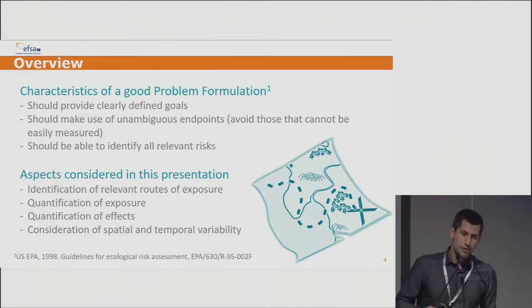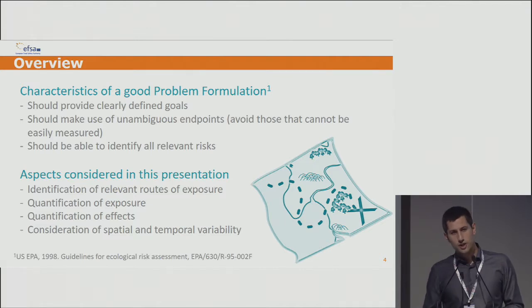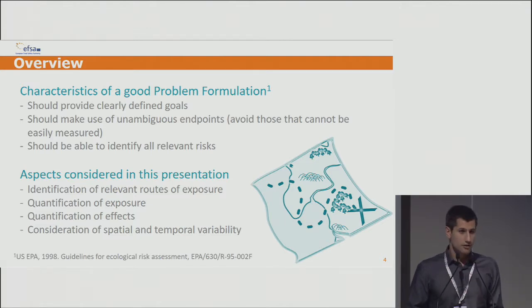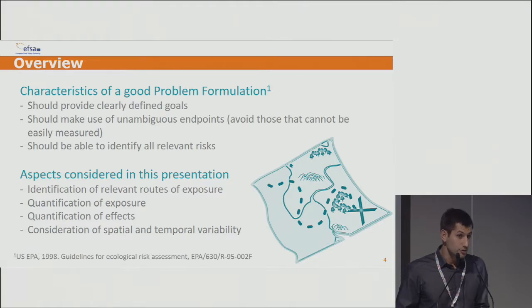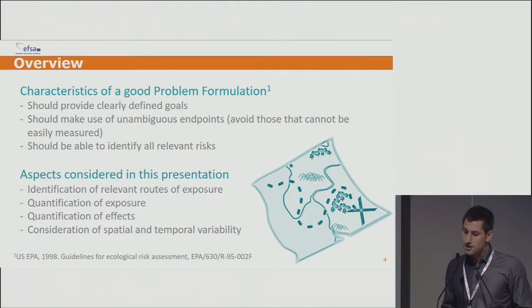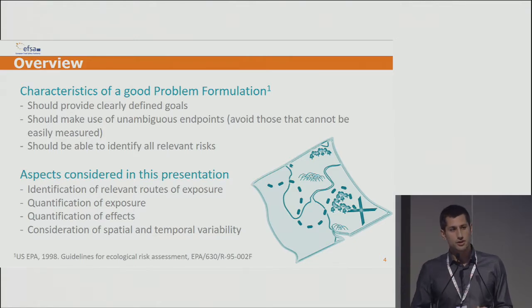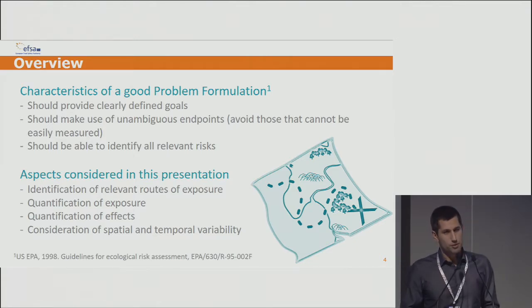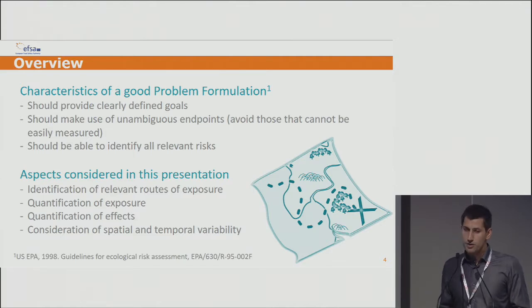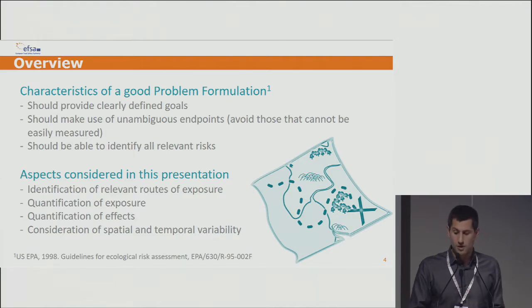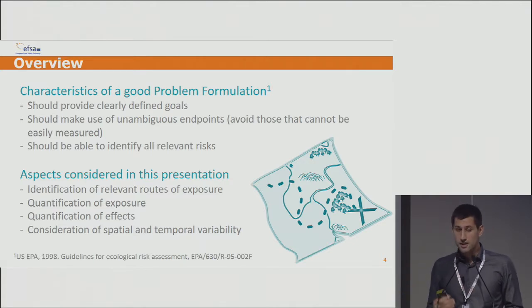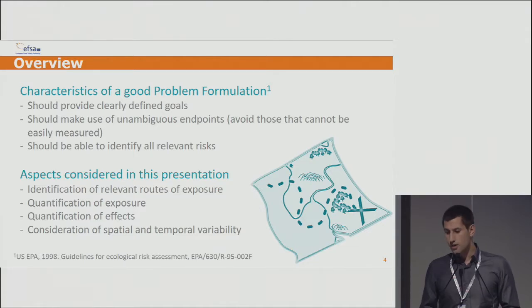Now, I'm not going to give you a full overview of the problem formulation as it is in the EFSA guidance document, because that would require the entire afternoon. I will only focus on specific aspects that I consider quite important because of the elements of novelty brought by the problem formulation in comparison to the previously existing one. These are mainly the identification of the relevant route of exposure, the quantification of such exposure, the quantification of the effects, and then the consideration of spatial and temporal variability.